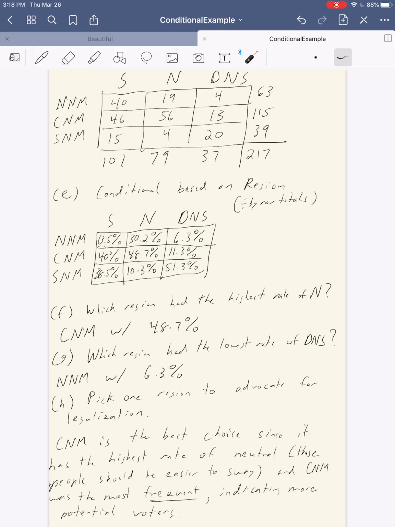Having 115 in our sample versus 39 and 63, that's not saying there's only 115 voters in all of central New Mexico, but in our sample, apparently there were a lot more people to be found in central New Mexico than in northern or southern New Mexico. So this gives you guys another example of building the conditional distribution, and then, especially in this part H, actually understanding how you would use that in a real life situation.